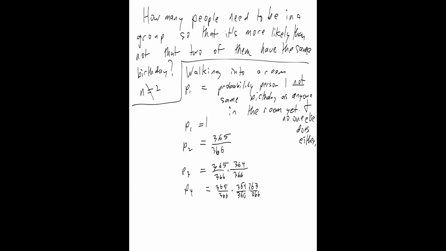So how are you going to figure out how many people you need before you get to a 50% chance of 2 people that actually do have the same birthday? So let me define. Remember, all the P's are the probability that nobody has the same birthday yet as anybody else in the entire room, right?